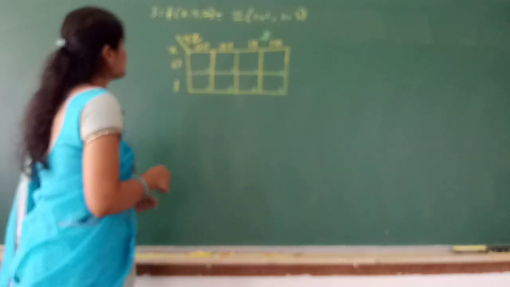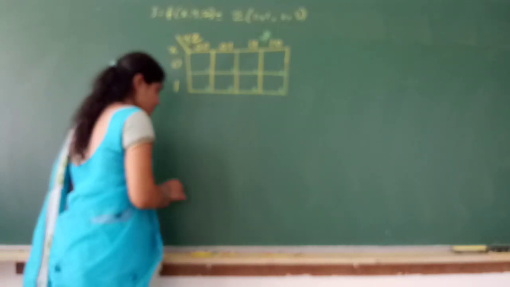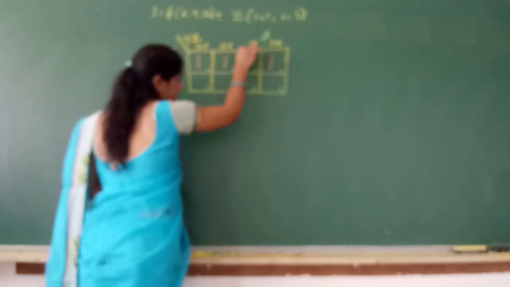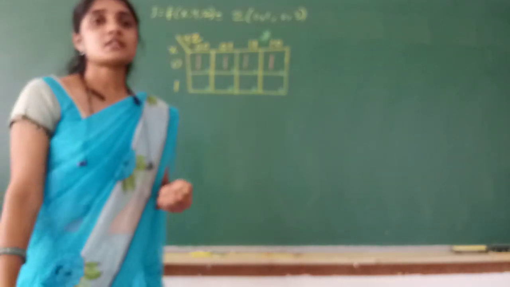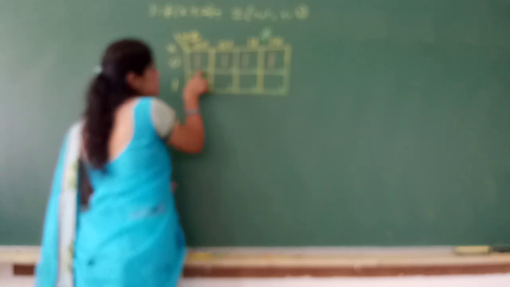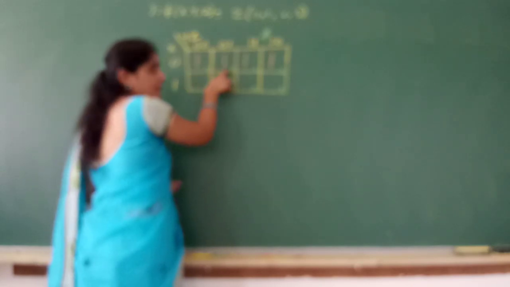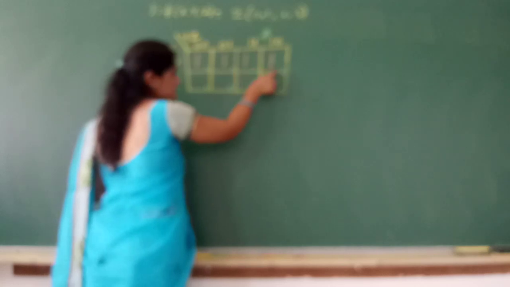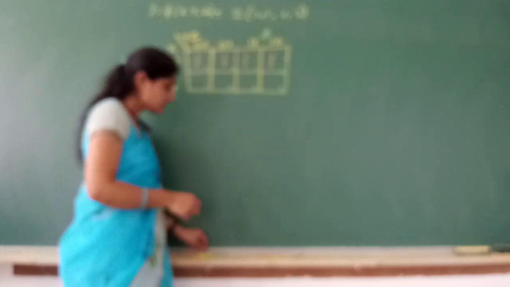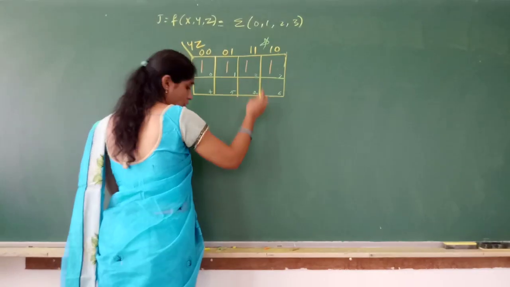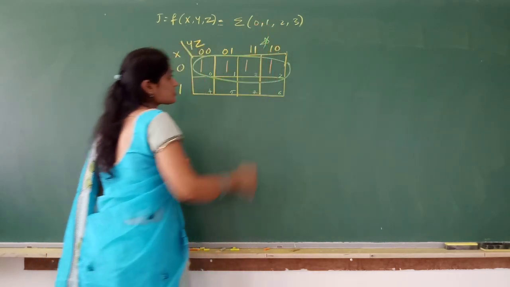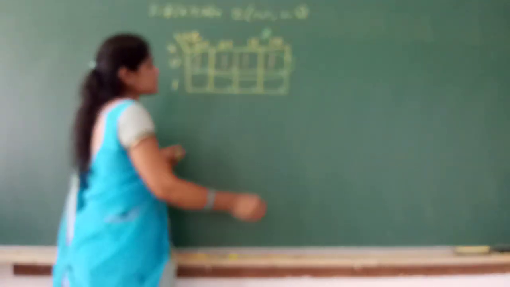Okay. So now what are the min terms given? 0, 1, 2, 3. So fill the min terms. Now what is the next step? You have to check the grouping, adjacent cells. Now 0 is adjacent to 1, 1 adjacent to 3, 3 is adjacent to 2. Can I group all the 4 cells because all the 4 cells are adjacent to each other? Yes. So this is the grouping that I will get.